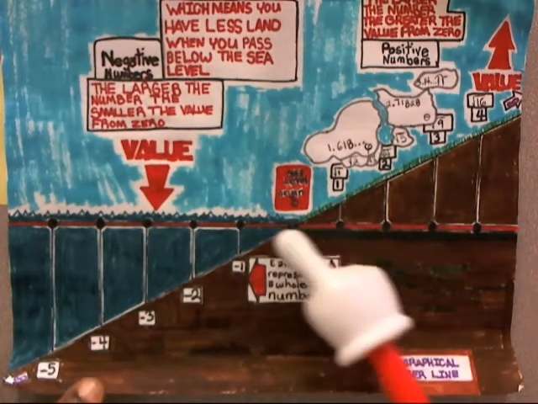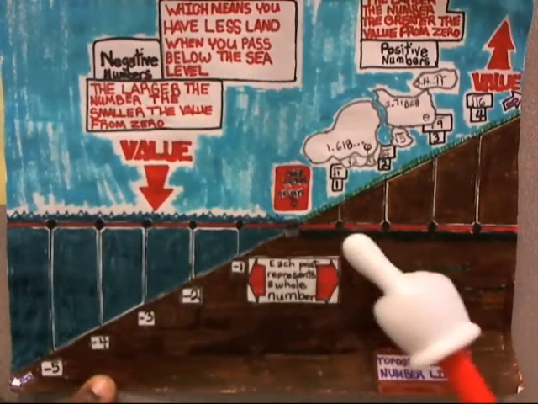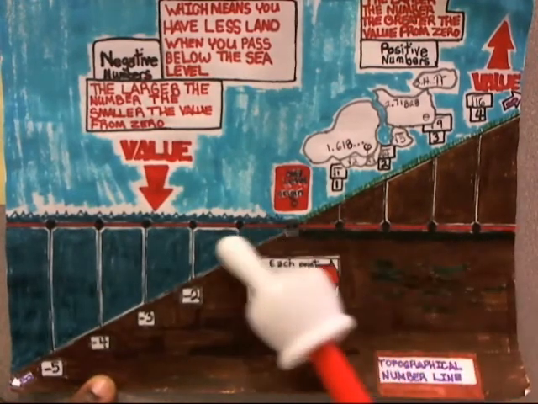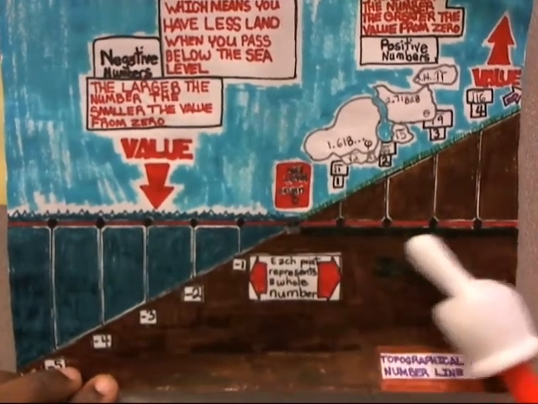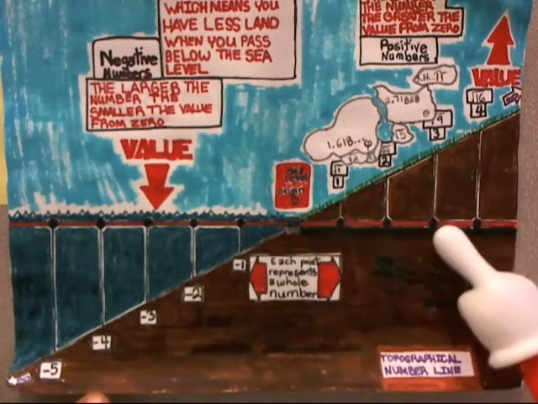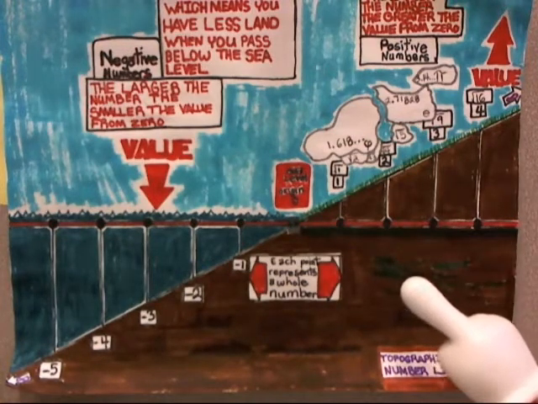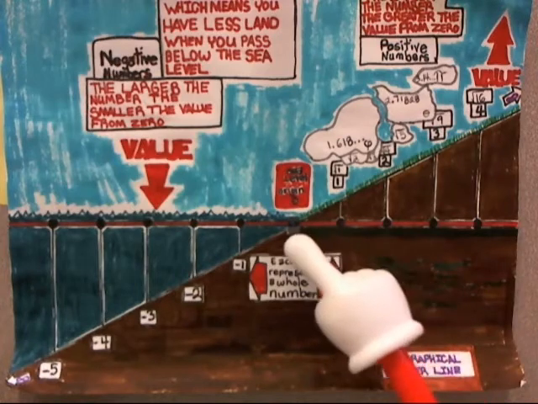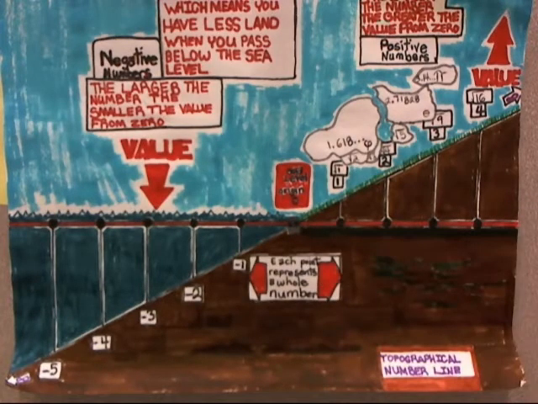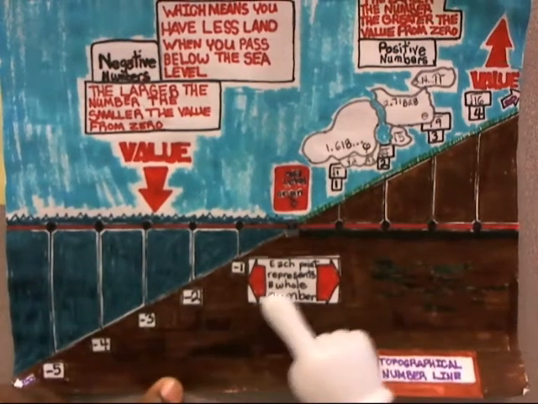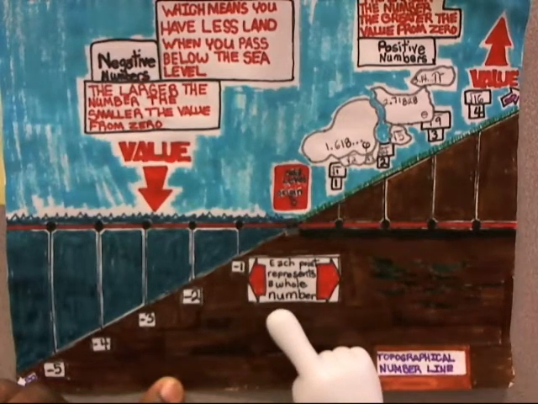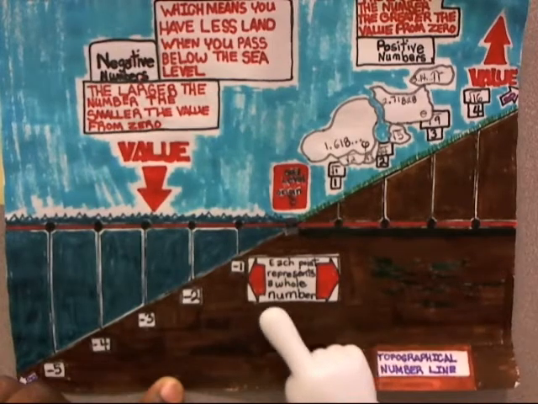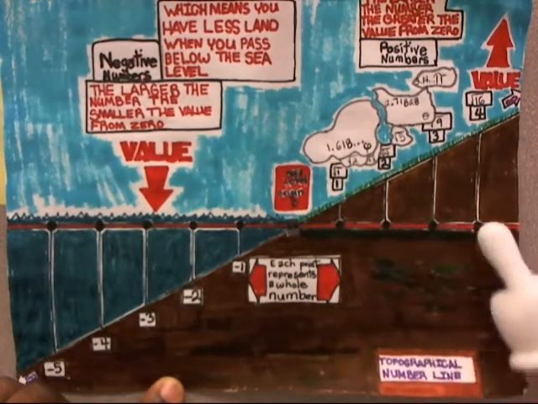This is the number line. The red represents the actual number line, and each point on the number line represents a whole number. Each point, including zero. Zero is a whole number. So you should be filling in this part right here where I'm pointing at. It says each point represents a whole number. That's what you should have, and these are the points on the number line.